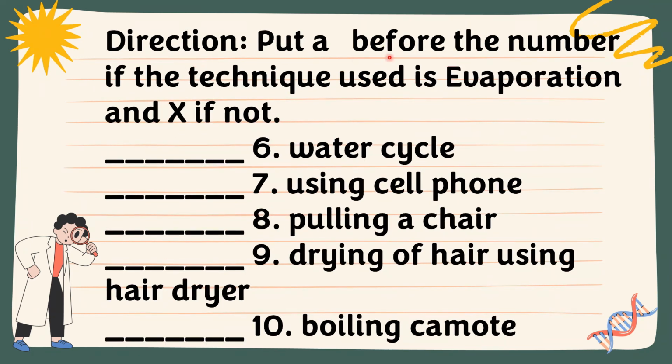Directions. Put a check before the number if the technique used is evaporation and X if not. Number 6, water cycle. Check, the technique used is evaporation. Number 7, using cell phone. The answer is X. Number 8, pulling a chair is X. Number 9, drying of hair using hair dryer. Correct answer is check. The technique used is evaporation. Boiling kamote. The answer is check.